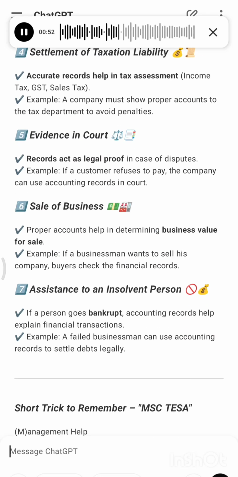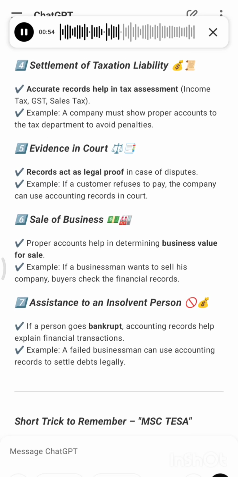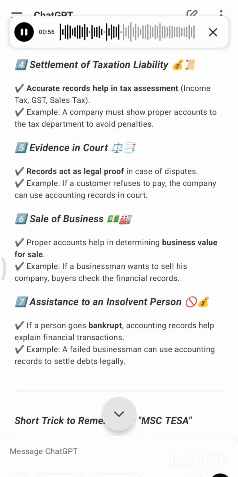Settlement of taxation liability. Accurate records help in tax assessment, income tax, GST, sales tax. Example, a company must show proper accounts to the tax department to avoid penalties. 5. Evidence in court. Records act as legal proof in case of disputes. Example, if a customer refuses to pay, the company can use accounting records in court.